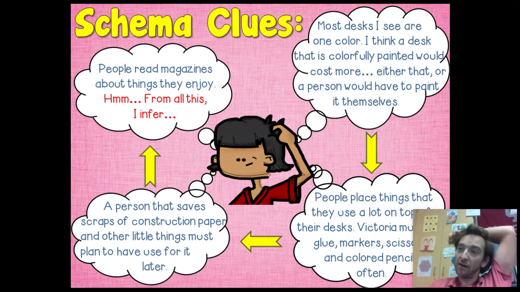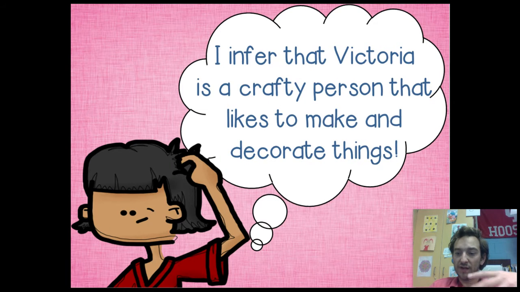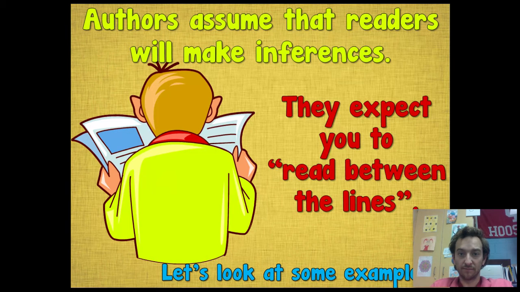So, with your background knowledge, you probably know some people that have stuff like this. You probably know how they act. You probably know what they enjoy. So we can infer based on all of that information that Victoria is a crafty person and likes to make and decorate things. So it's all based on this information that we have. All based on that background knowledge you might have about life.